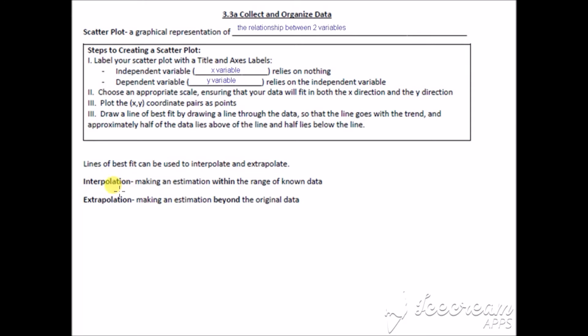So interpolation is making an estimation within the range of the known data, and extrapolation is making an estimate beyond the original data. So when we say beyond, we're always thinking forward, like more. It can also be less than. So if the data lays here, it can be more or less than.